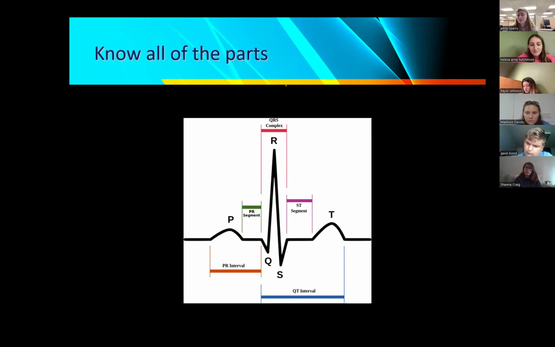Okay, I don't hear anything, so I'm going to go on. All right. So as we're looking at this, the QRS, Shauna, what does the QRS represent? Ventricular depolarization. Yeah, ventricular depolarization.